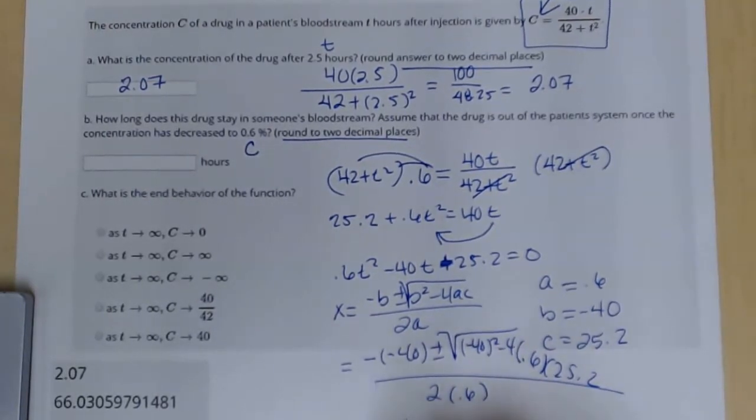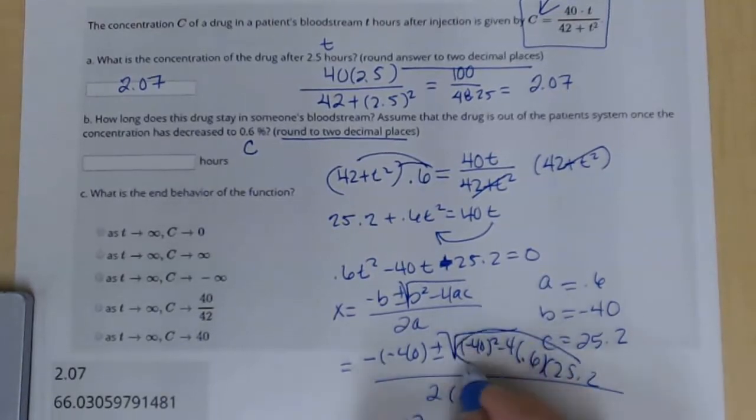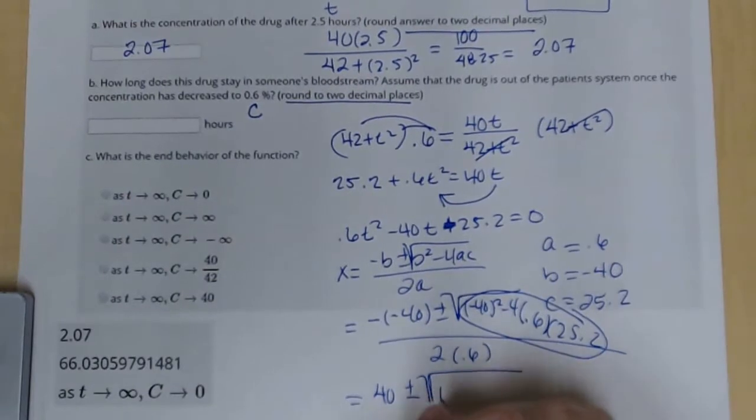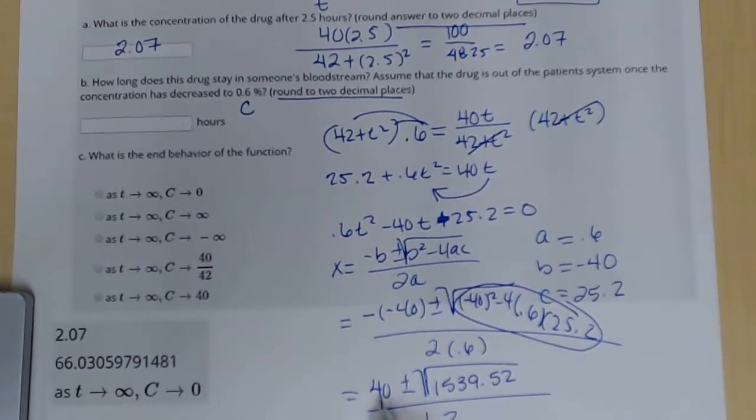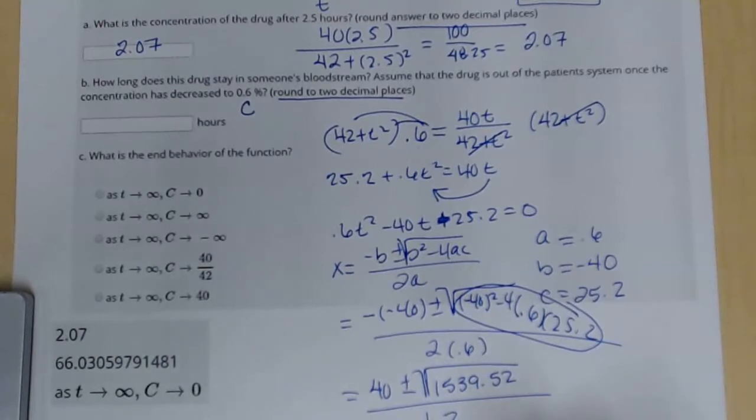So it's 40 plus, and only plug in what's underneath your square root in your calculator. So that is the square root of 1539.52, because I don't want to round this at any point until I get to my final answer, all over 1.2. So in your calculator, you want to type in 40 plus the square root of that, enter, divide it by 1.2. That gives you 66.03. 40 minus the square root of that, divide it by 1.2, and you get 0.64.